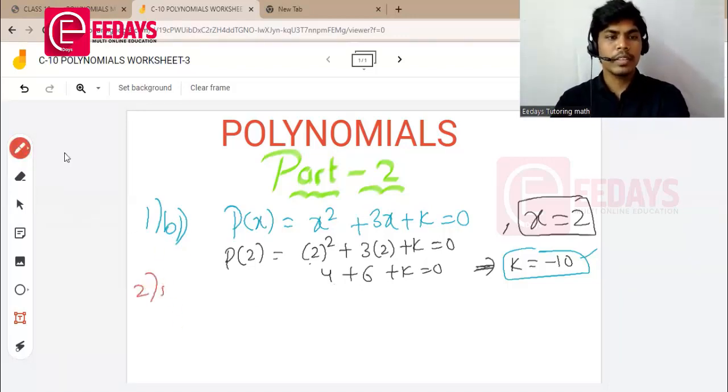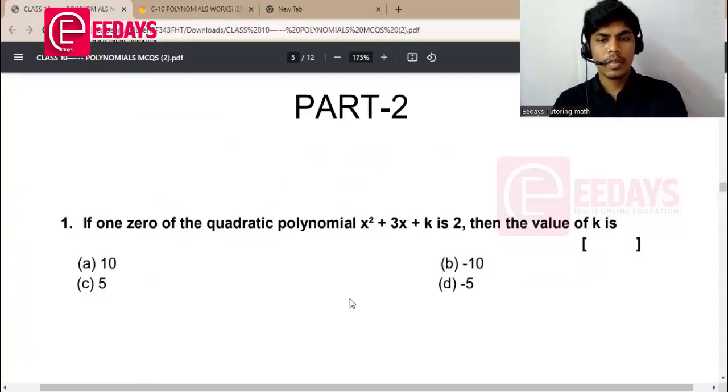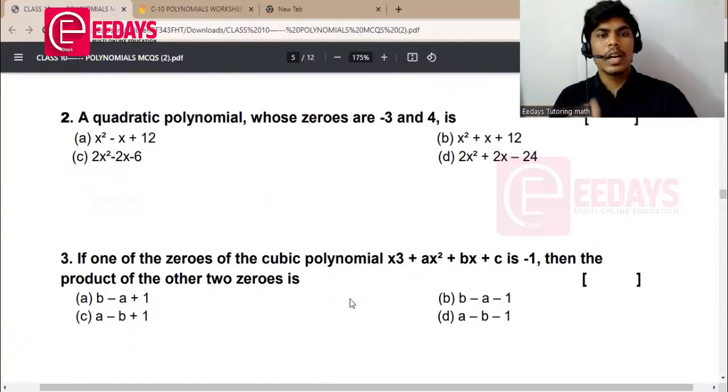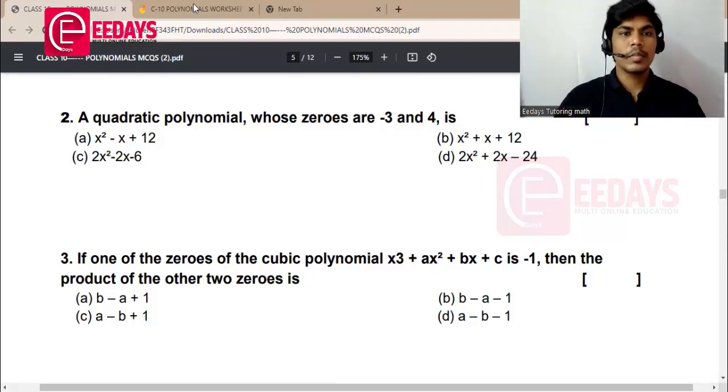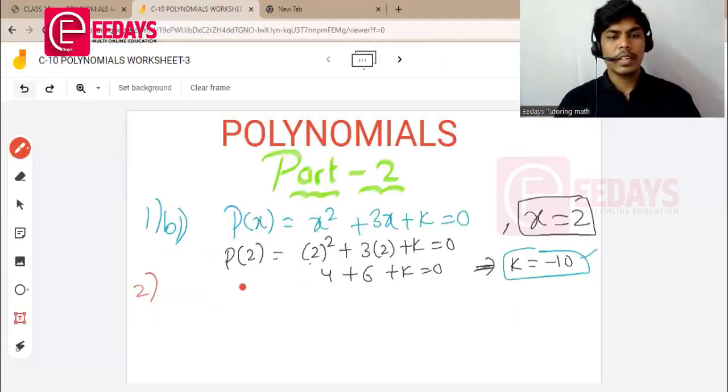Now coming to the second one. Simple question: form a quadratic polynomial whose zeros are minus 3 and 4. This model was also repeated. The zeros given are alpha and beta: alpha is equal to minus 3 and beta is equal to 4.